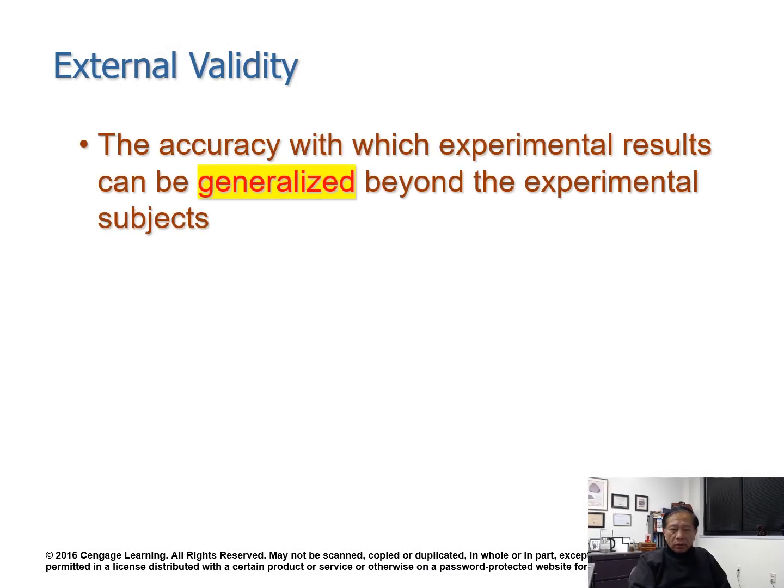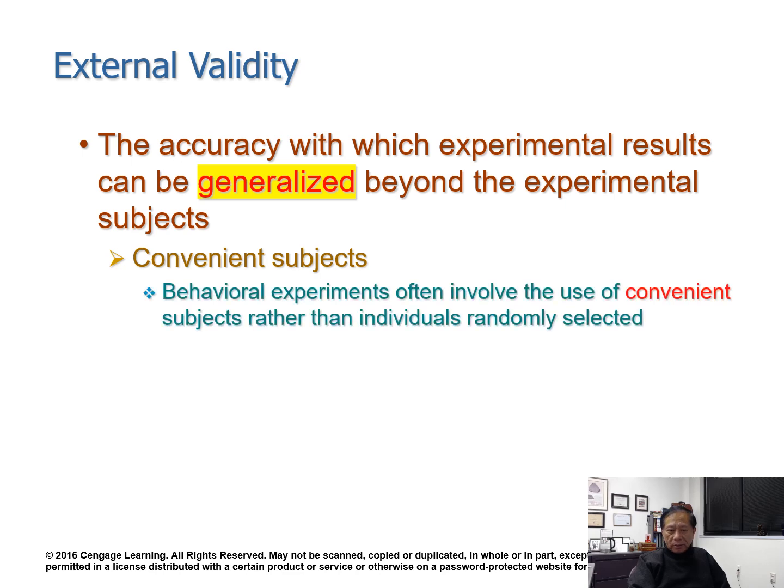And also there is the issue of external validity. What is external validity? External validity is the accuracy with which the experimental results can be generalized beyond the experimental subjects. Okay, the results can be generalized to outside this experimental group. We call that external validity, right? Because sometimes we use convenient subjects. Right?